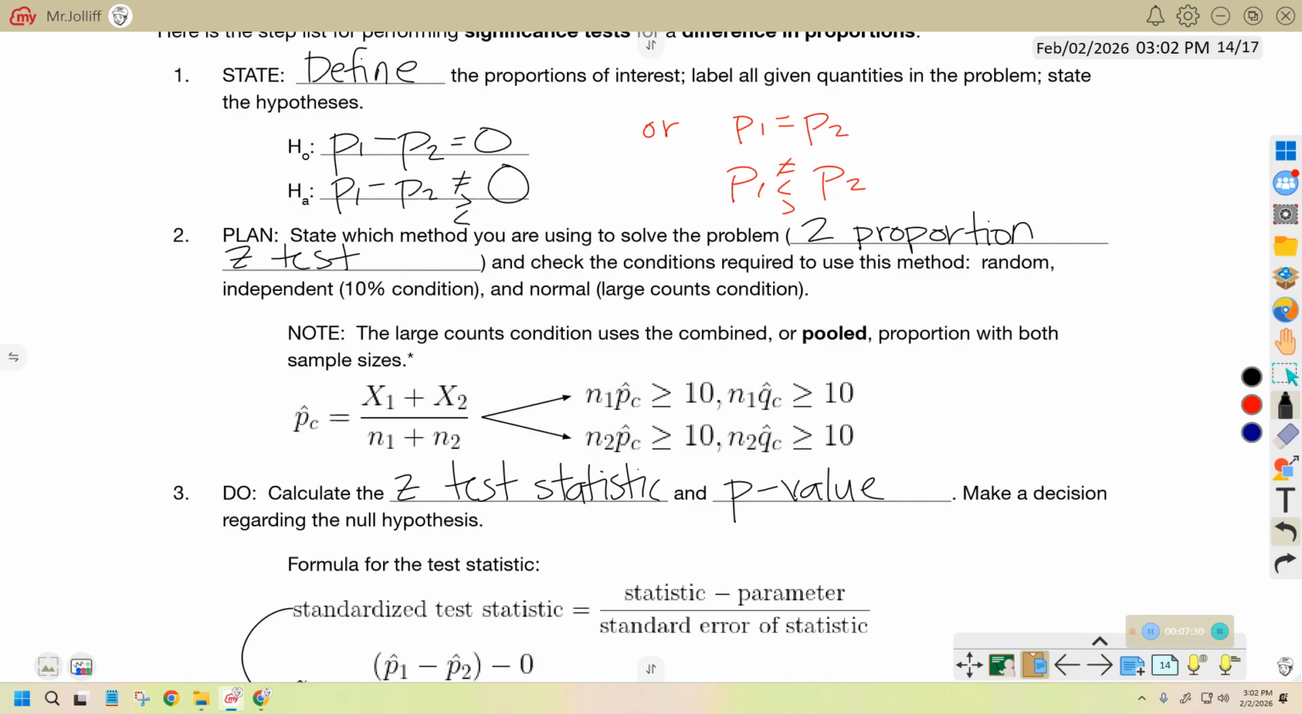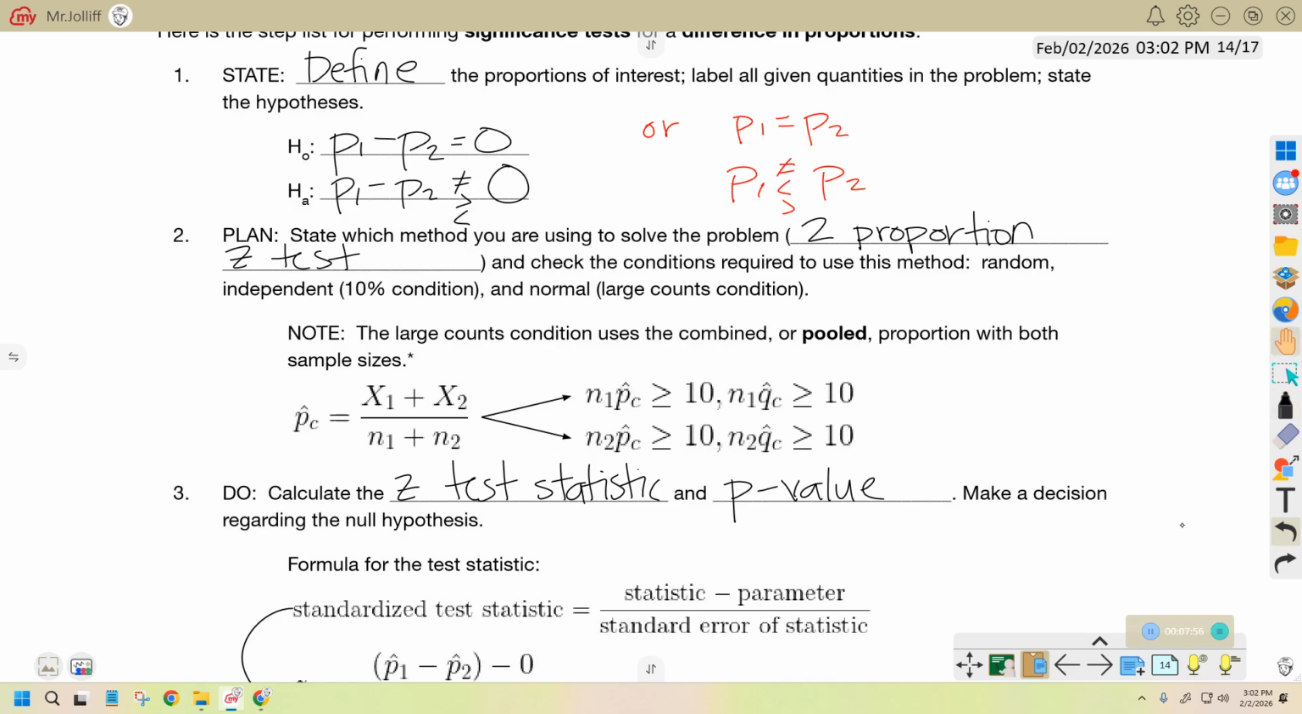P-value, the thing we use to make our decision. The p-value is my evidence that either supports or does not support the claim. I need that p-value. Because I know when I go to do my conclusion, the little rhyme that runs in my head is if the p-value is low, reject H0. I need that p-value.